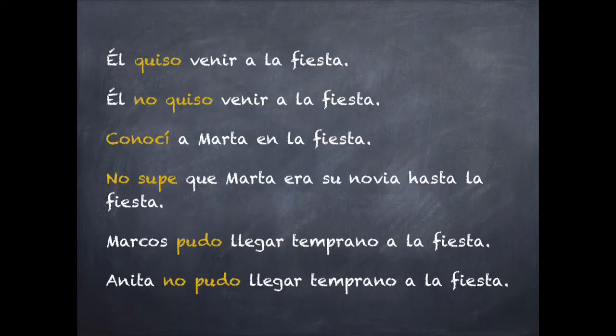So let's look at a few examples. Él quiso venir a la fiesta. He wanted to come to the party, but he failed to. He tried to come to the party, so maybe he tried to come but wasn't able to. No quiso venir a la fiesta. We invited him, but he refused to come.